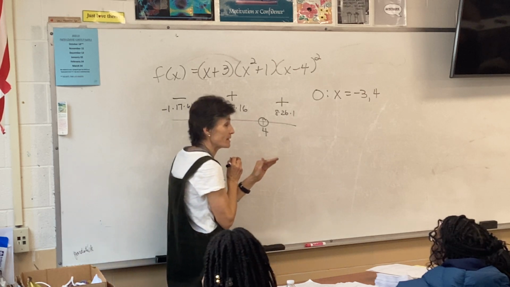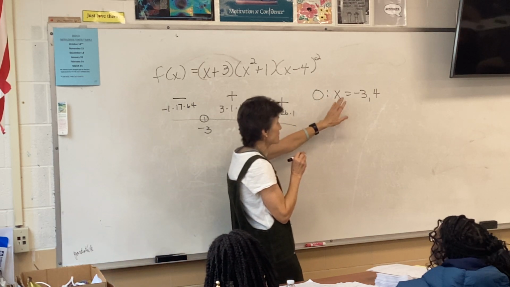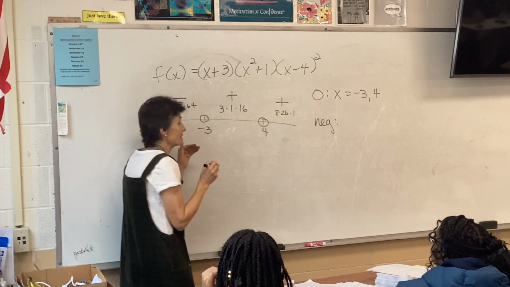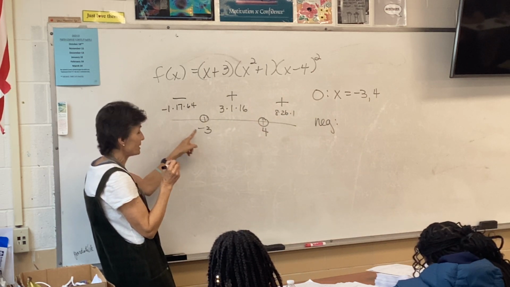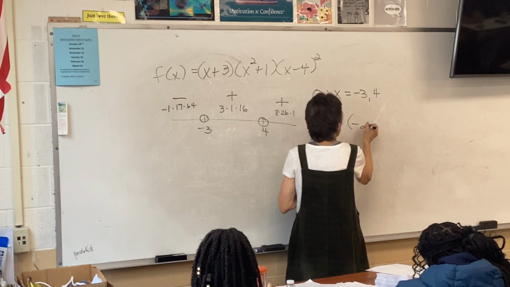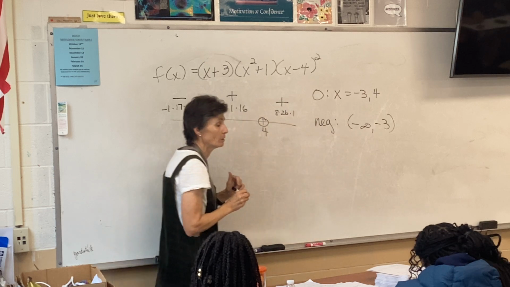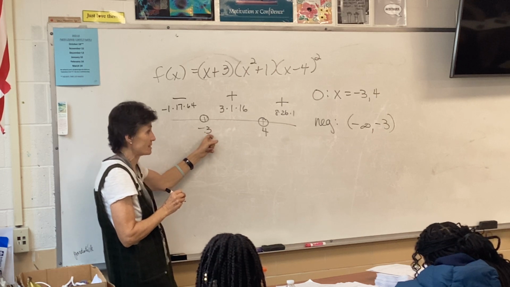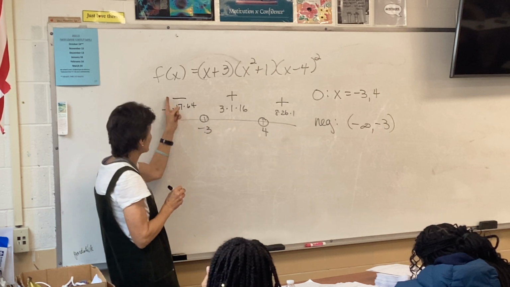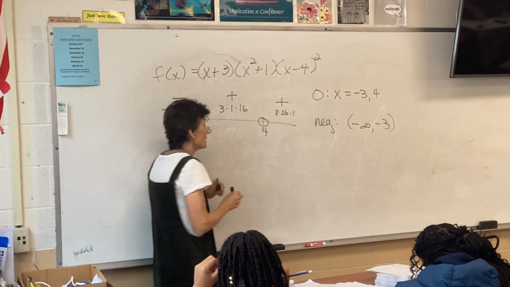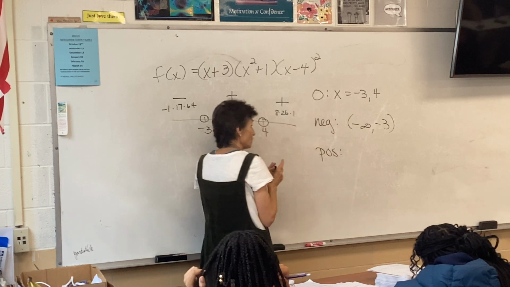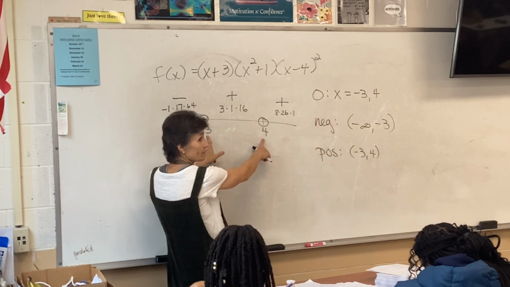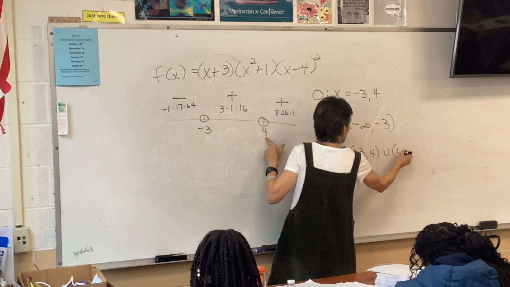So now I've got to write my answer using intervals. Now, the zeros can't be intervals. The zeros happen at negative 3 and at 4. But where am I negative? What interval am I negative at? Negative infinity to negative 3. Any number you pick in that interval, and don't use a bracket, because negative 3 wouldn't be negative, it would be 0. So that's got to be a parenthesis. Any number you pick in that interval is going to give you a negative result. Now, where's it positive? Well, it's positive in two places. It's positive between negative 3 and 4, right, in here. Or bigger than 4?